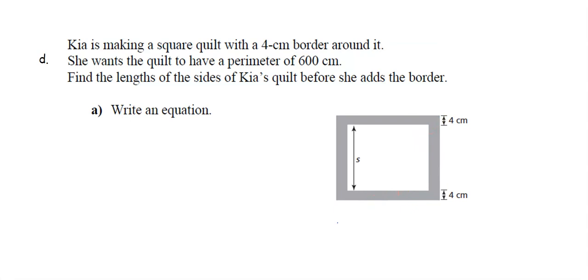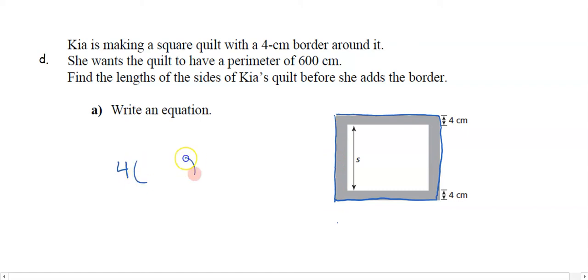And she wants the perimeter, so this plus this plus this plus this, to be 600. The full length is to be 600. I could divide that by 4 and figure out one length, but let's just make the whole thing. We know 4 multiplied by something equals 600, right? Where 4 groups of something equals 600. Well, 4 groups of this is 600, right?